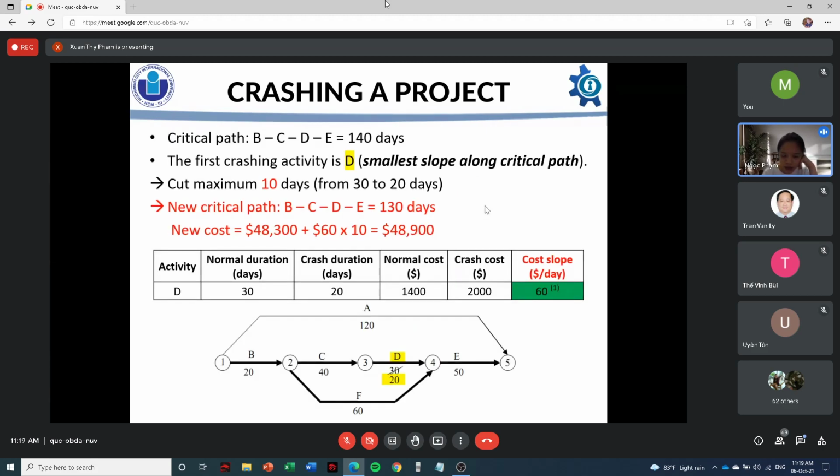We can see that the smallest slope along the critical path is activity D. So we cut it from 30 to 20 days. So the new critical path remains the same, which is B, C, D, and E. The new duration is 130 days because we cut the maximum of 10 days of activity D, and the new cost is calculated by taking the normal cost plus the slope of activity D multiplied by the number of days cut.